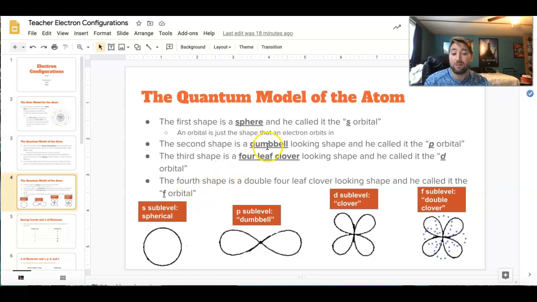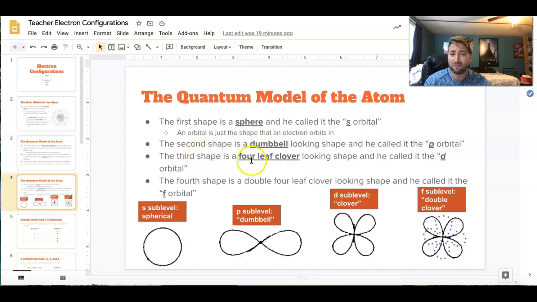Alright, the second shape is going to be this dumbbell looking shape, and sometimes people like to call it the infinity symbol or a sideways 8. And he called that the p orbital. Why is it the p orbital? Your guess is as good as mine. He just picked out these various letters. So S, I can see it stands for sphere, but P for dumbbell, not really sure.